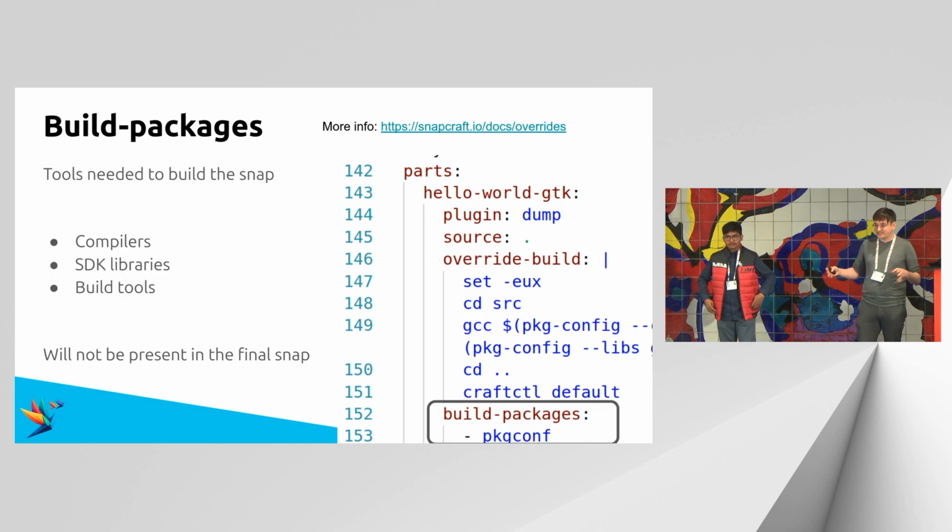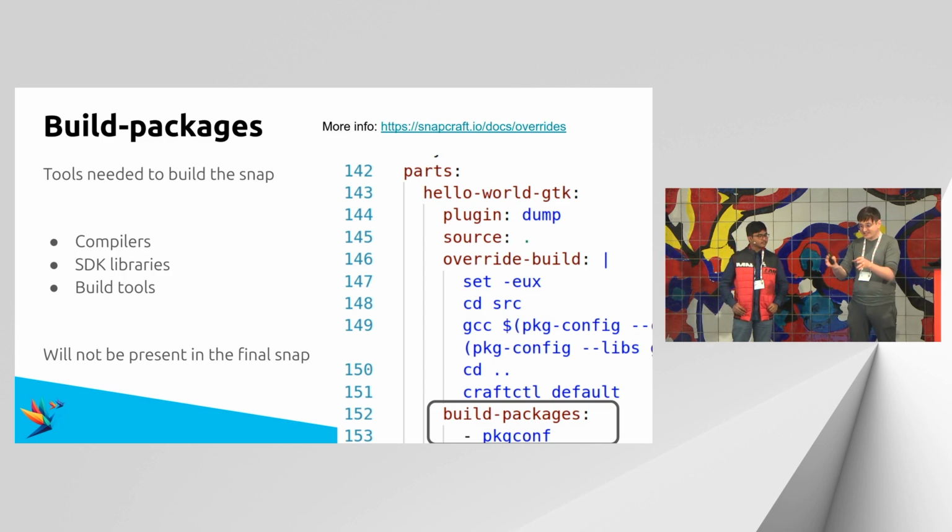Something interesting here is that we're basically talking about two different containers. We have the build container, and that's where these build packages are installed to then build your application. And then you have the actual snap, and build packages are only in the build container and will not be present in the final snap.